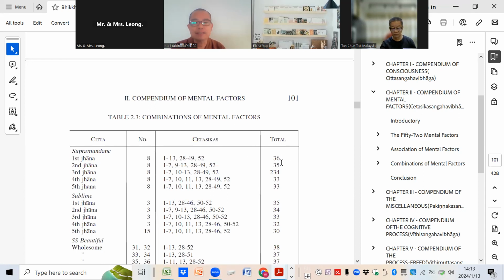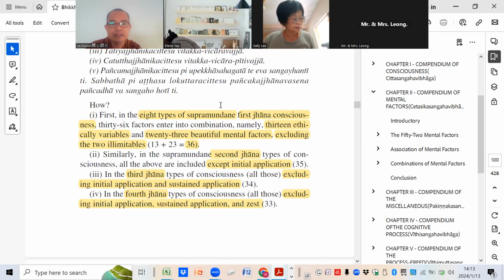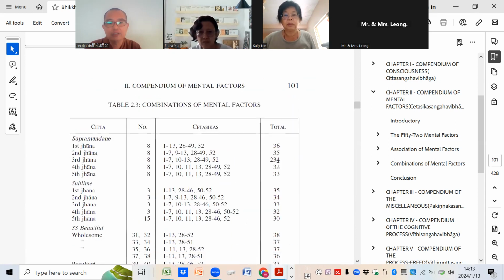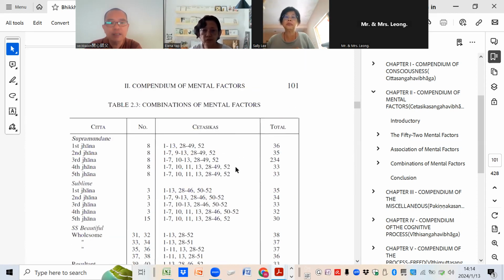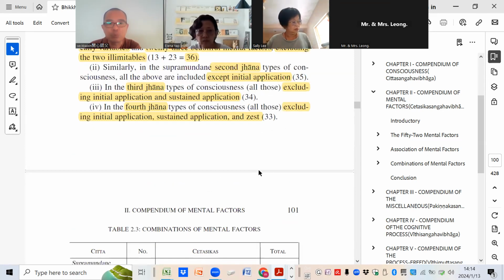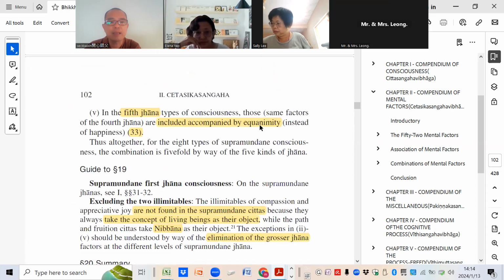So this is how we get the numbers 36, 35, 34, 33, 33. How do we know that? Take a look. Let's say it's the second jhana. Basically, in the second jhana, we have to exclude the initial application, so from the figure here we minus 1. Once we go to the third jhana, we have to exclude one more, because according to Abhidhamma, when you go to the third jhana, we exclude initial and sustained application. We exclude 2, so we make it 34. Then the fourth and fifth will be the same, 33, 33. Why? Because for the fourth and fifth jhana, they exclude initial application, sustained application, and the zest. So we get the same figure here. Both possess equanimity, 33.